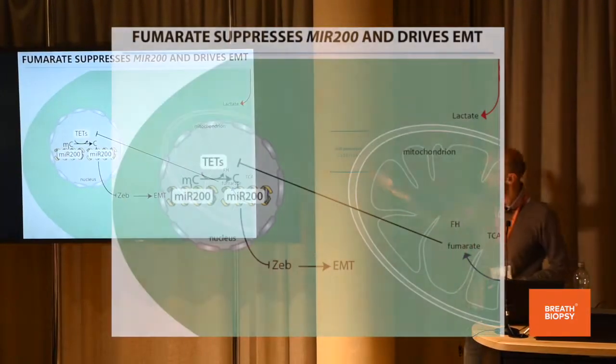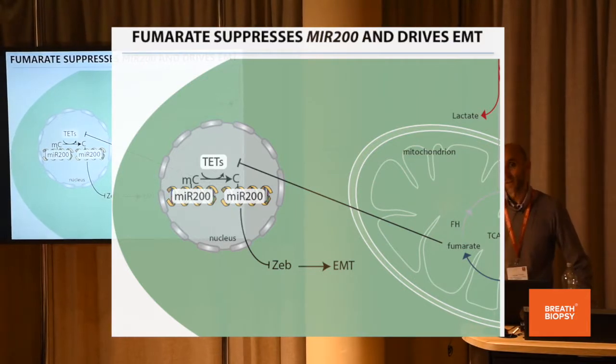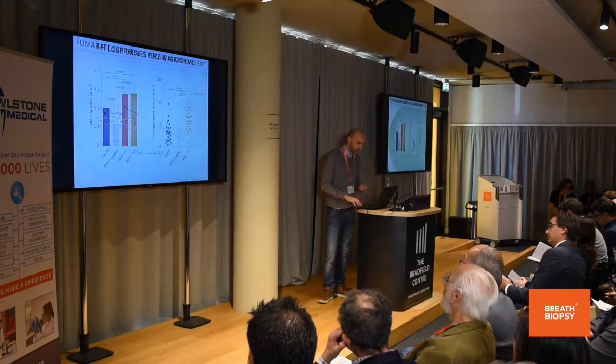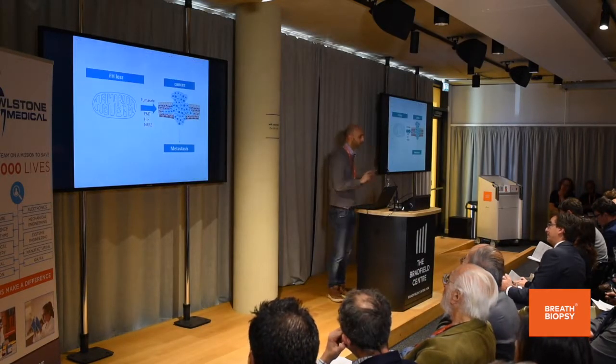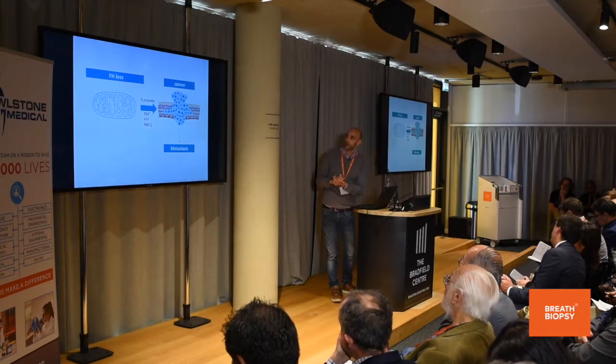Here I'm just showing one recent finding that we made, whereby a family of anti-metastatic microRNA can be inhibited by fumarate accumulation, leading to an epithelial to mesenchymal transition. So, I'm going to go to the last slide where I'm trying to wrap up what I just showed you.